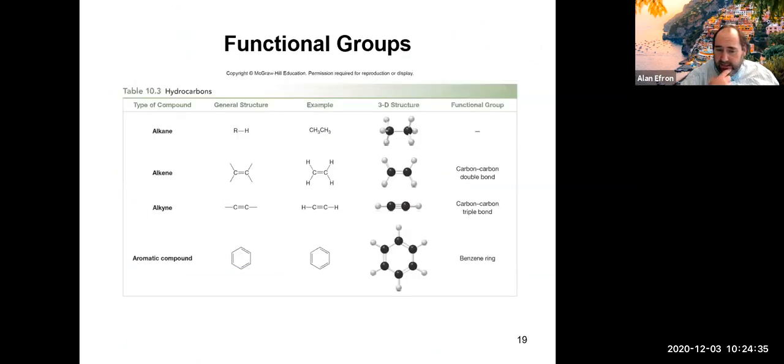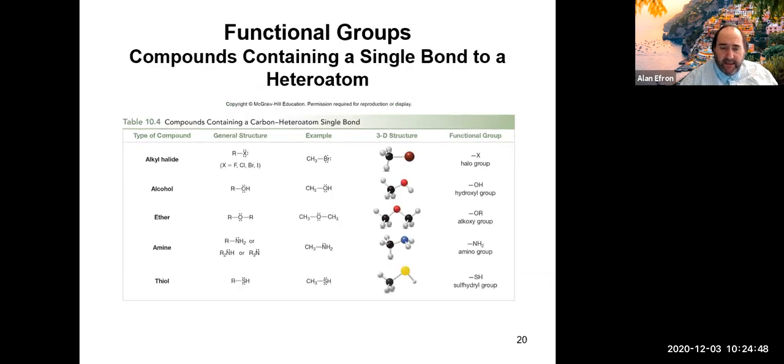So here's a table of some of our functional groups. Again, you have a similar table in the book as well. We have our alkanes, our single bonds, our double bonds, alkenes, alkynes, triple bonds, aromatic. Here are some other functional groups that you'll see along the way.